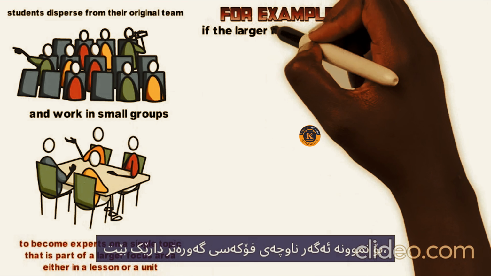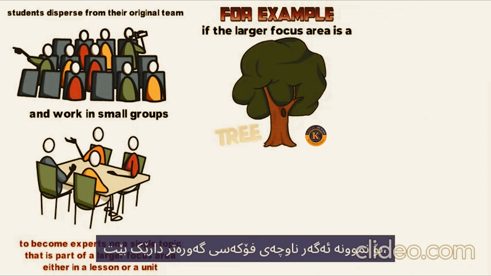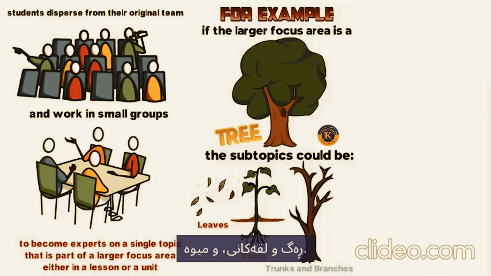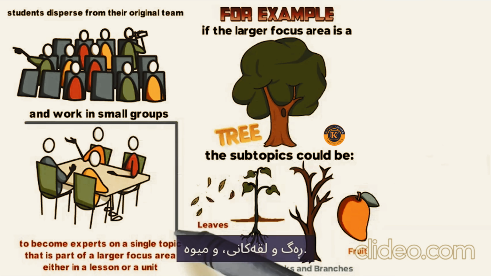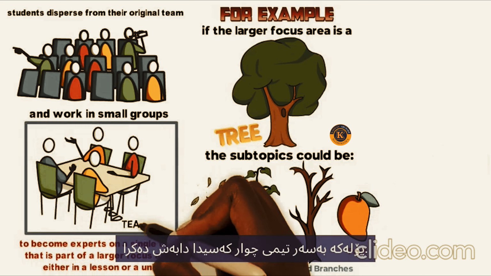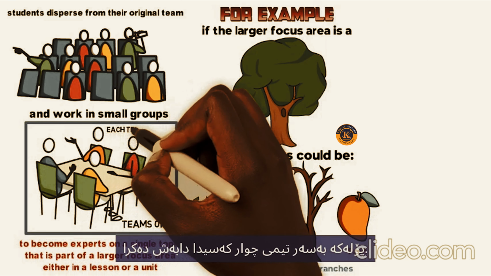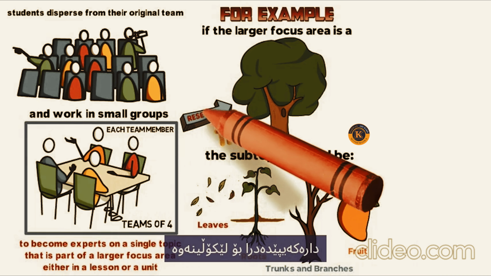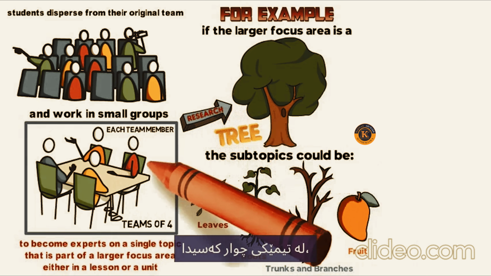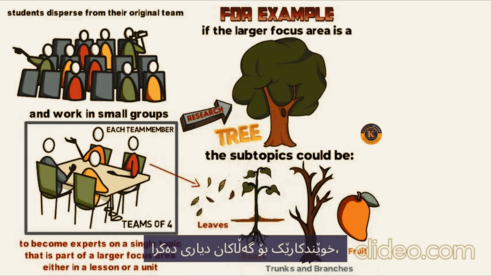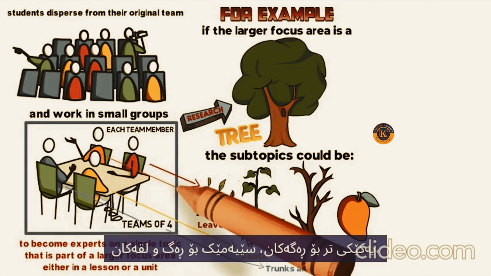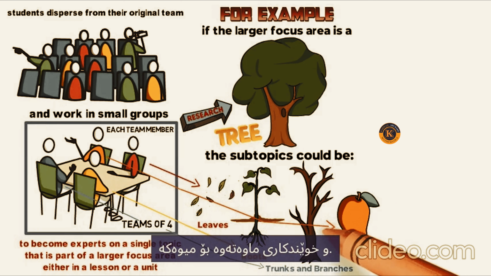For example, if the larger focus area is a tree, the subtopics could be leaves, roots, trunk and branches, and fruit. In this example, the class would be divided into teams of 4. Each team member would then be assigned one of those parts of the tree to research. In a team of 4, one student would be assigned to the leaves, another to the roots, a third to the trunk and branches, and the remaining student to the fruit.